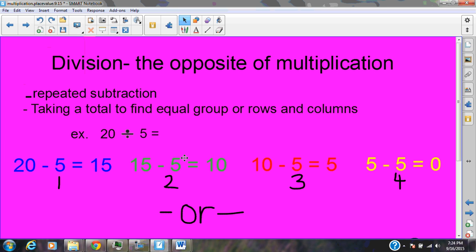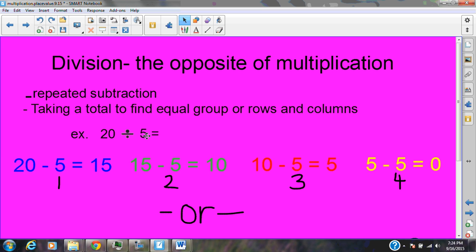Division, the opposite of multiplication. How do I know it's the opposite of multiplication? I know that multiplication is repeated addition. So if I try repeated subtraction, will it get me to an answer? Let's see. I have an example today, 20 divided by 5.